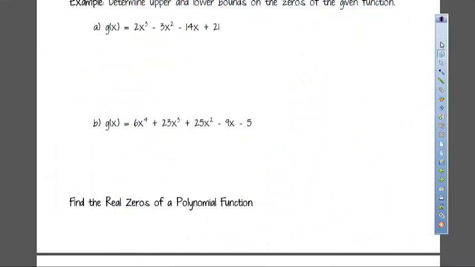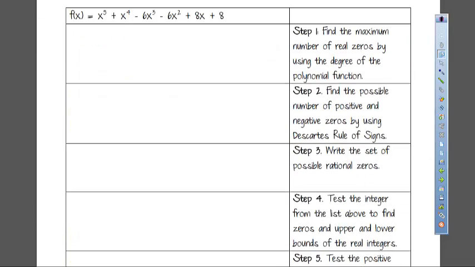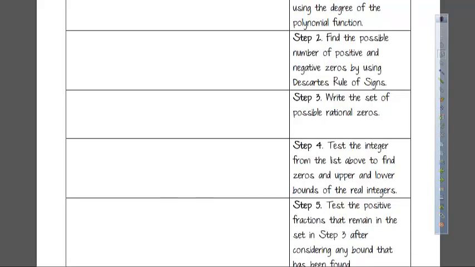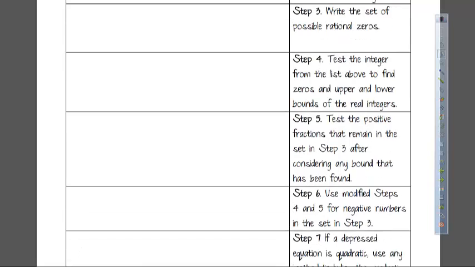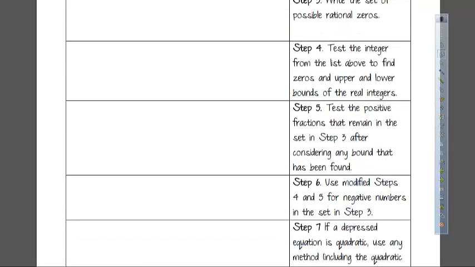All right, find the real zeros of a polynomial function. Here's a little strategy. Find the maximum number of real zeros by using the degree of the polynomial function. Find the possible number of positive and negative zeros by using Descartes' rule of signs. Write the set of possible rational zeros. Test the integers from the list above to find zeros and upper and lower bounds of the real zeros. Test the positive fractions that remain in the set in step 3, after considering any bounds that have been found. Then we modify, repeat, and rewrite the equation in a simpler form until we find all of them.